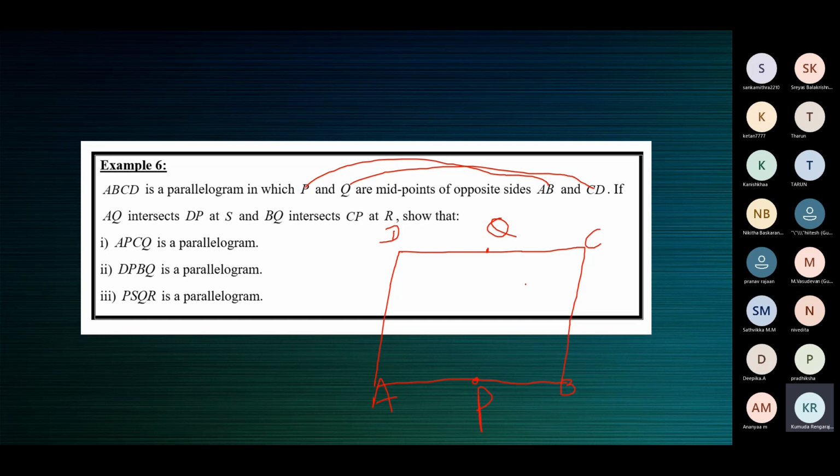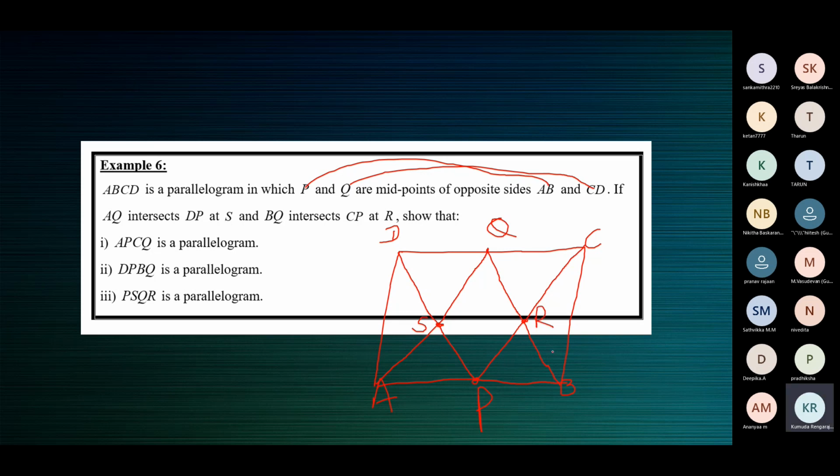If AQ intersects DP at S, AQ meaning we'll have to join A and Q. DP also, we don't see the line segment DP, so you need to join the points D and P. If AQ intersects DP at S, so this is S, and BQ intersects CP at R. We don't find BQ, so we'll have to join the points B and Q. We have the points C and P, but we don't see the line segment CP, so you'll have to connect C and P. BQ and CP meet at R.